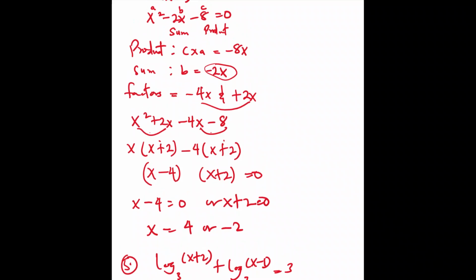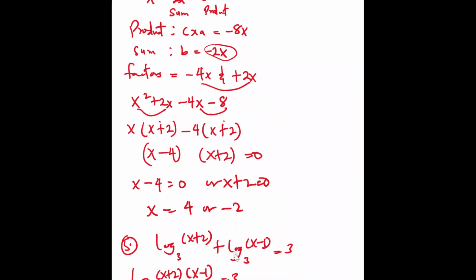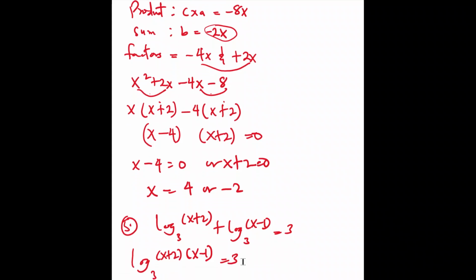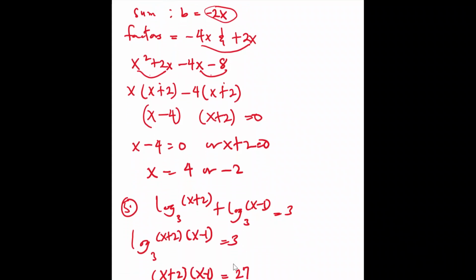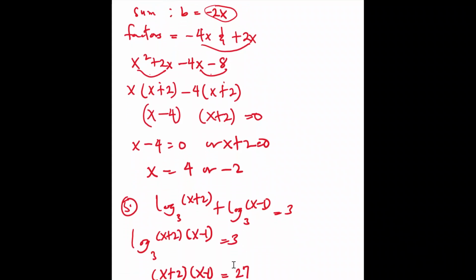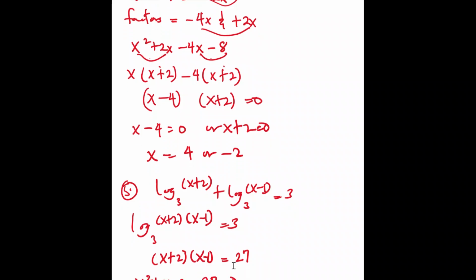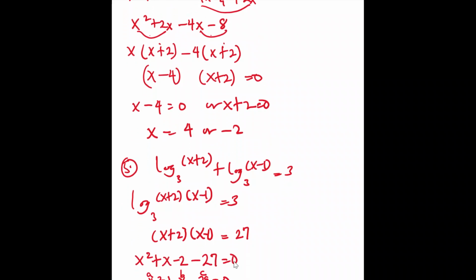Okay, and number 5, we have log x plus 2 base 3 plus log x minus 1 base 3 equals 3. So this one is also a product law, and we combine them together. x plus 2 times x minus 1 equals 3, right? Base 3. And then when we try to combine them, the logarithm is going to disappear, right? So that will be x plus 2 into x minus 1 equals 3 raised to the power 3 is 27.